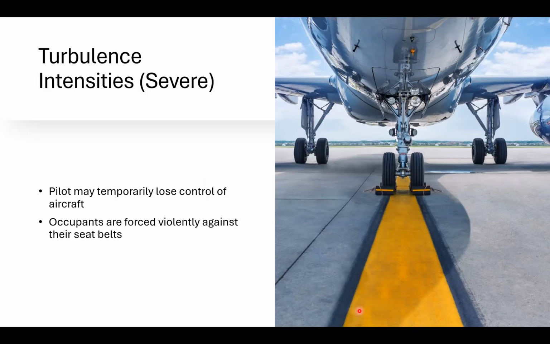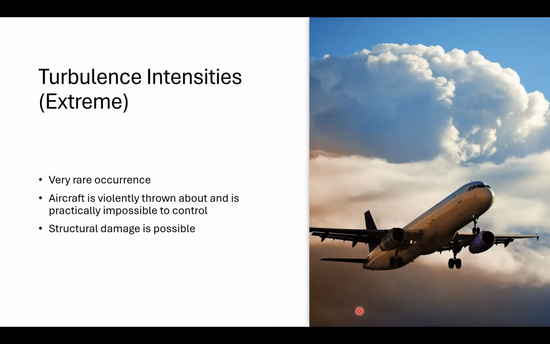As far as severe turbulence, this is an even worse case scenario for a pilot. The pilot may temporarily lose control of the aircraft. Occupants are going to be forced violently against their seatbelts in this case. And then finally, extreme turbulence. This is the worst case scenario. It's a very rare occurrence, but the aircraft is basically violently thrown about. It's practically impossible to control for the pilot. And this is the case where you get the structural damage. In a lot of cases, the plane will make an emergency landing at an airport because of the damage caused by this extreme turbulence.